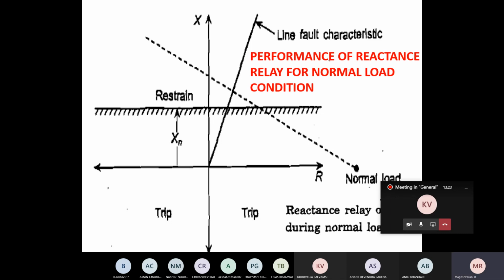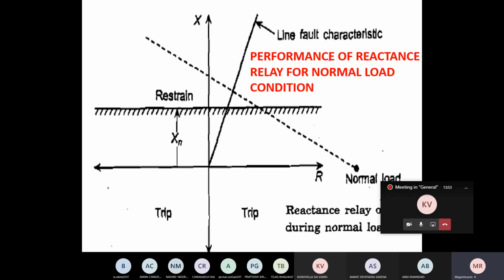We assume that the current coil is going to produce the positive, operating torque. And instead of the voltage coil, we are taking the directional unit, which has both V and I cos(τ − θ). That directional unit component we consider as restraining; it is going to produce a restraining torque.